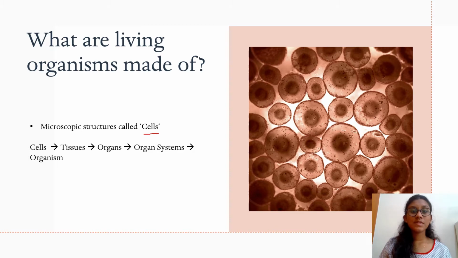Now cells of similar appearance or similar functions come together to form tissues. When these tissues come together, they form organs. Organs form organ systems, and a collection of organ systems form an organism. So to conclude, all living organisms are made up of an incredibly small mass called a cell.